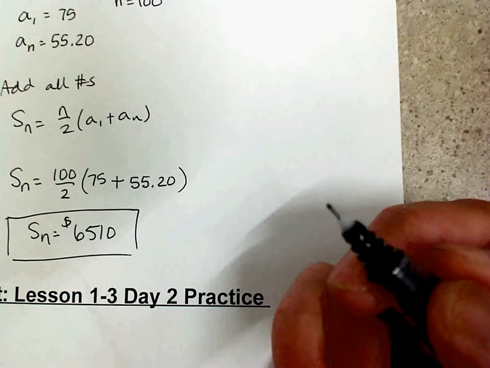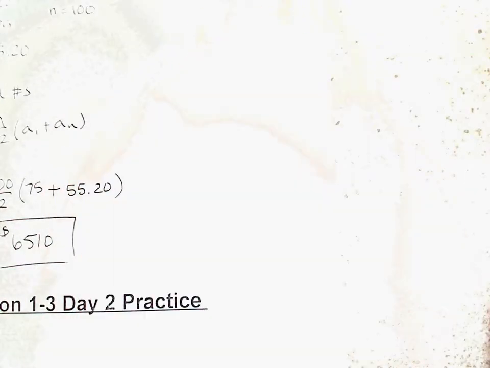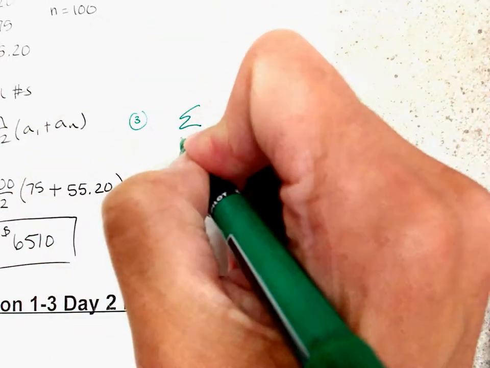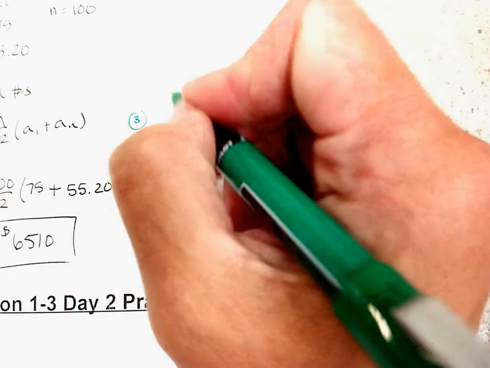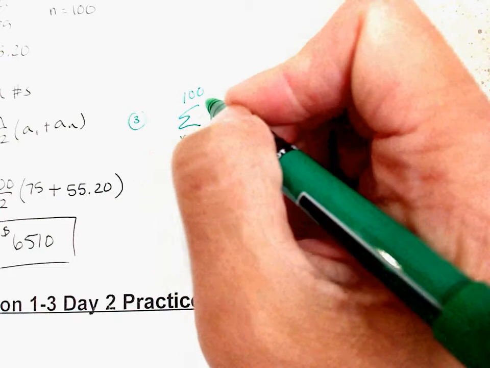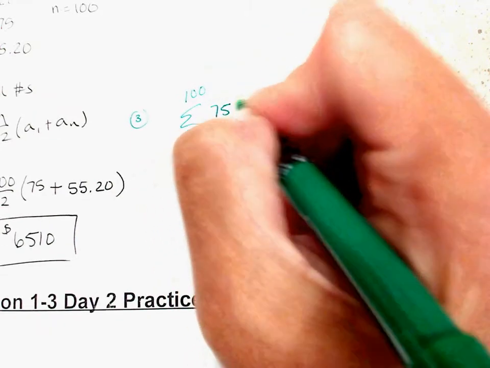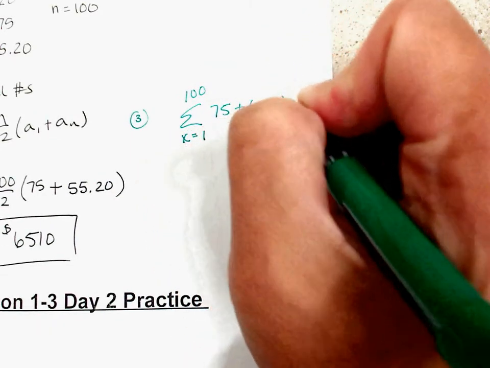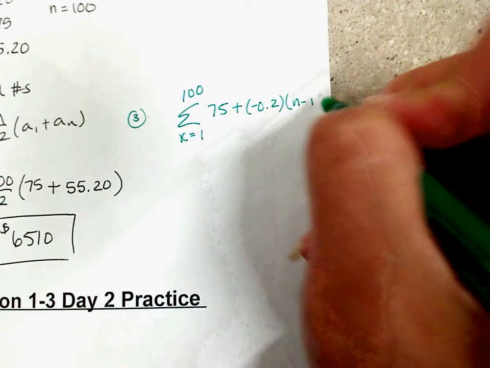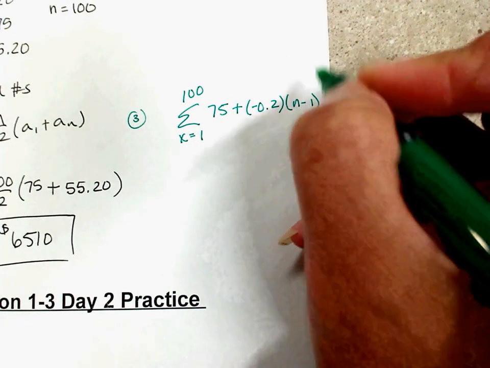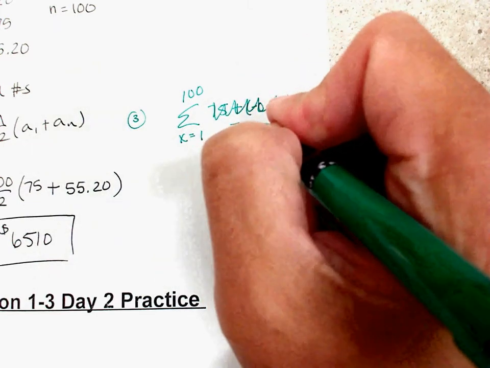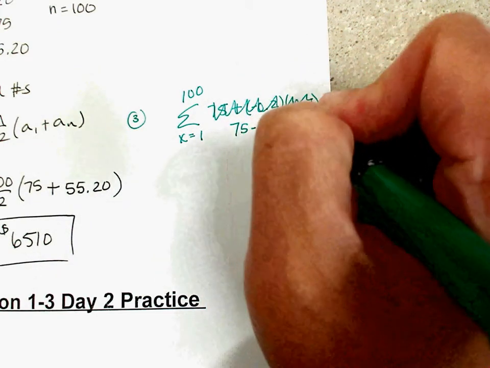Here's the third method. Sigma, x equals 1, going all the way to 100, and your formula is first term plus, actually it's minus 0.2 and minus 1. Okay, let me write this a little bit better. I don't like the way it's written. 75 minus 0.2 and minus 1. Let's see if we get the same answer, okay?